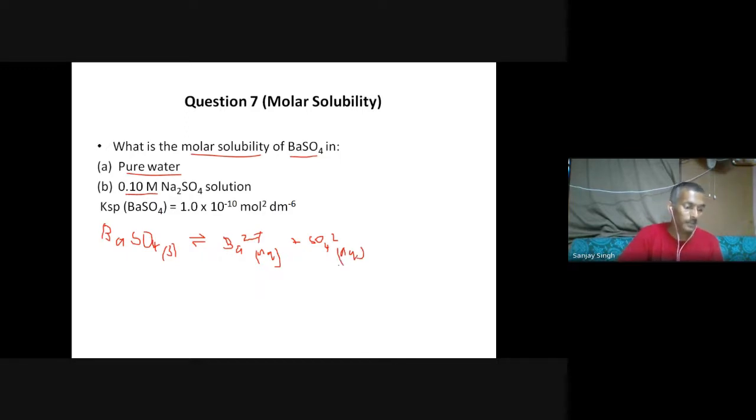Okay, now once you've done that, then you can write down the expression for the KSP. Your KSP is equal to the Ba2+ concentration and the SO4 2- concentration.